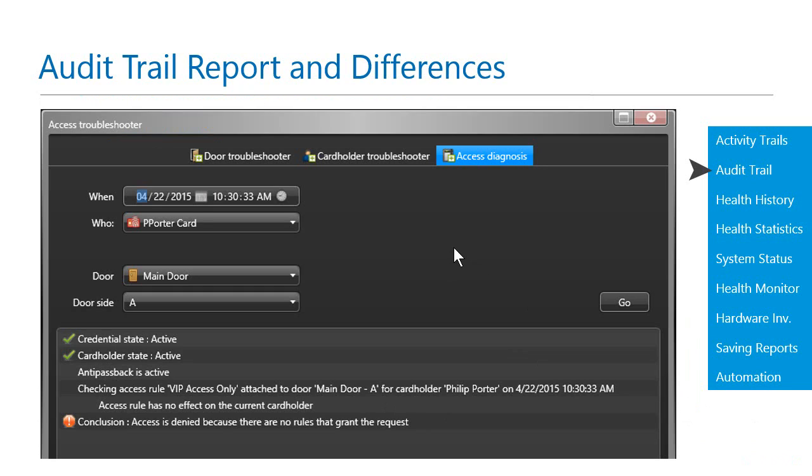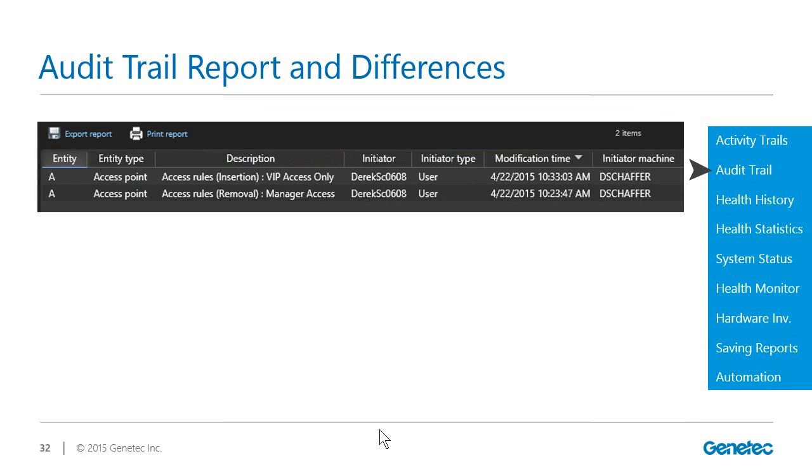Now, one last example is if a particular door is suddenly not behaving properly. People who were able to pass through previously are now being blocked, and as we see from the Access Troubleshooter, the system is basically reporting this as normal behavior. So from the Audit Trails report, we can go in and take a look at if any access rules were added or removed for this door.